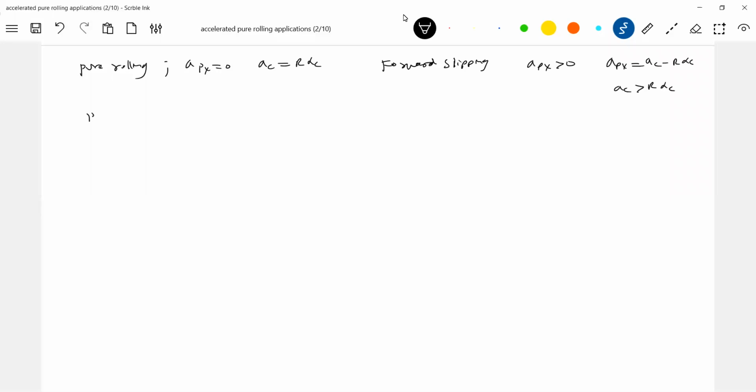What about backward slipping? APX will be less than 0, where APX equals AC minus R alpha C. So definitely it shows AC is less than R alpha C. Similarly to how we had pure rolling in velocity, here also accelerated pure rolling will come into the picture.